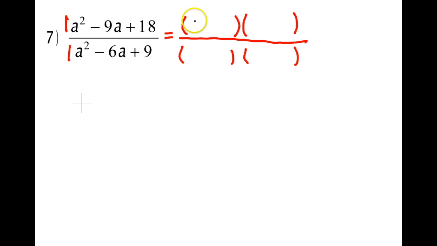Close, not 6 and 3, but negative 3 and negative 6. So after you factor the top, same thing as the other side. Expect to find an a minus 3 and or an a minus 6.